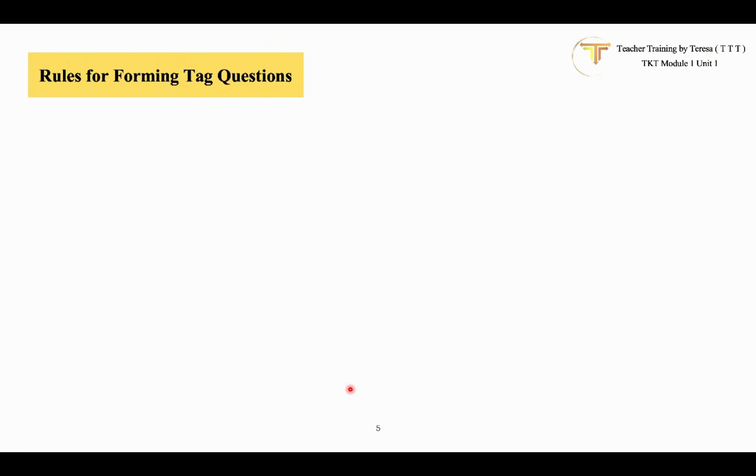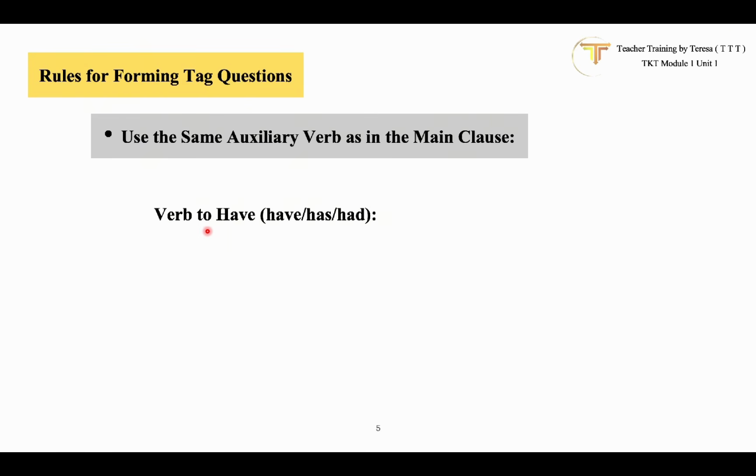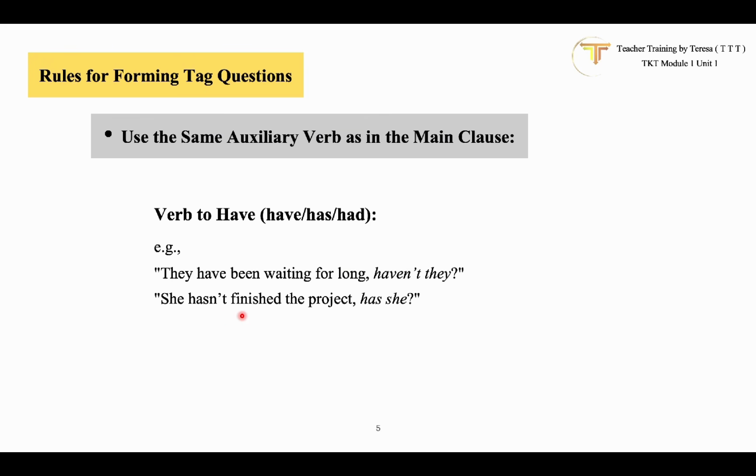Verb to have: has, had. Examples. They have been waiting for long, haven't they? She hasn't finished the project, has she? He had already left, hadn't he?